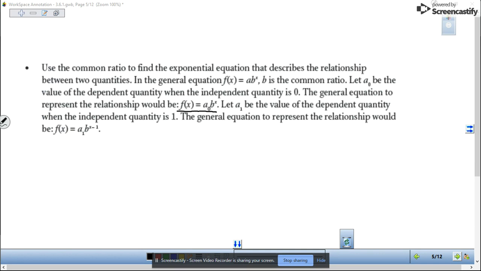Let a sub 1 be the value of the dependent quantity when the independent quantity is 1. So in other words, when x is 1, your equation actually should look a little bit more like this. Okay? So your general equation would be set up like that. And we'll look at an example of that in a second. Generally, you can figure out how to write it both ways, but you have to do a little bit more work because you have to understand that your initial value is actually your 0 term, which is going to be important here in just a minute. All right, so moving on.